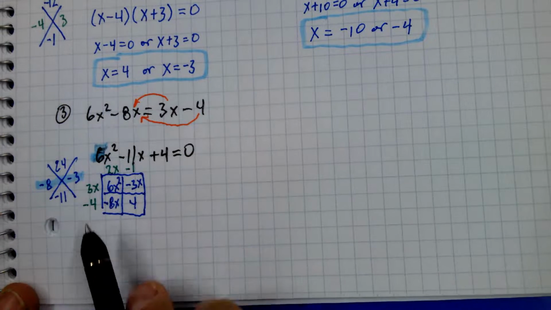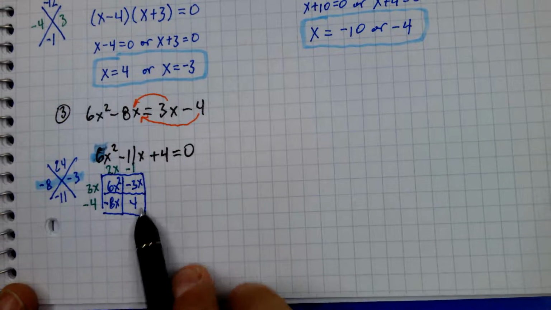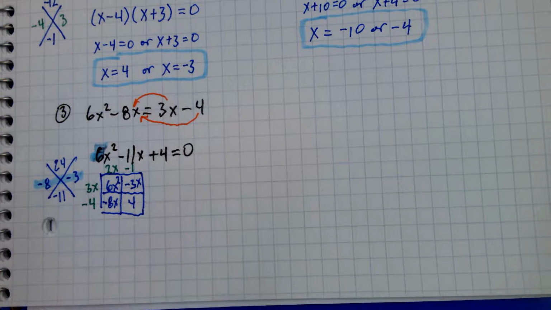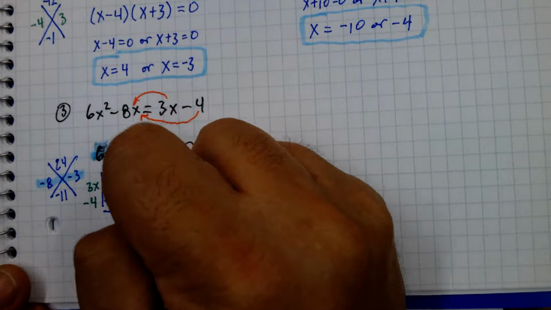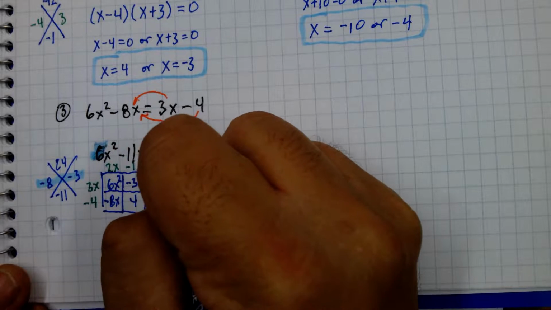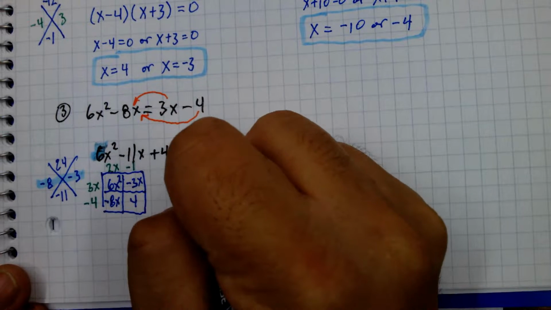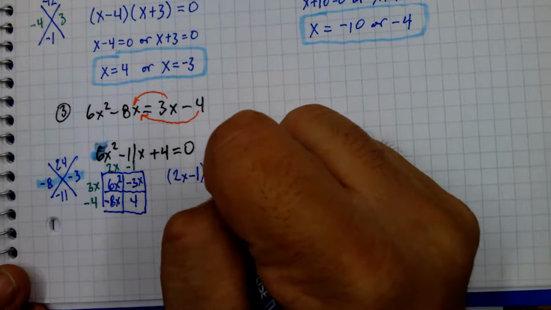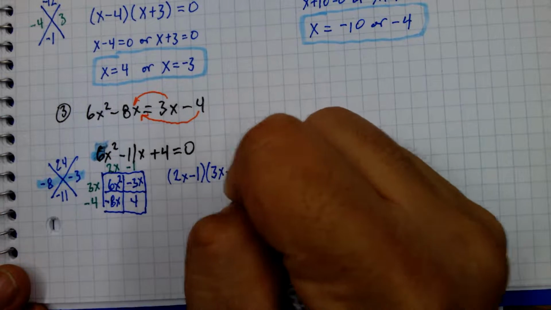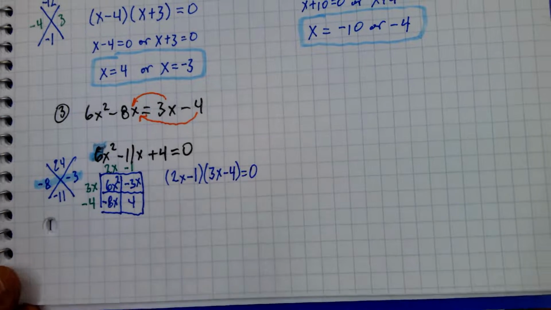And let's just check this out. -4 times -1 is 4. Okay, so it looks like we got our factors. 2x take away 1 times 3x minus 4 equals 0.